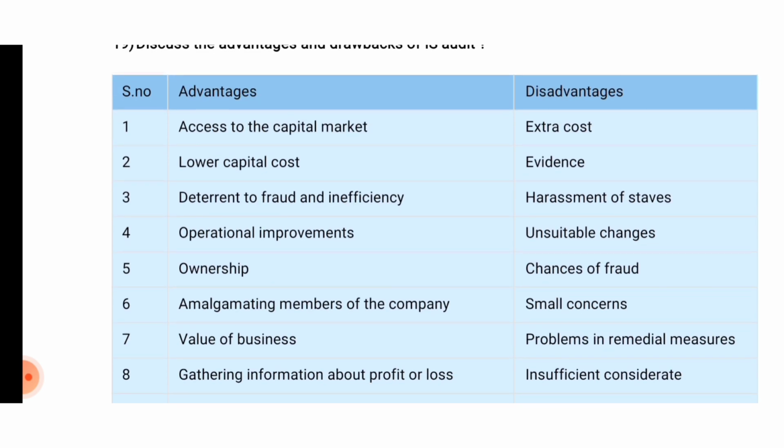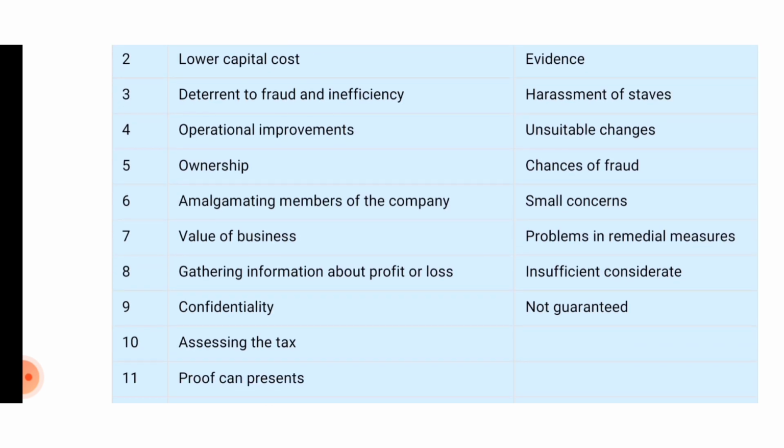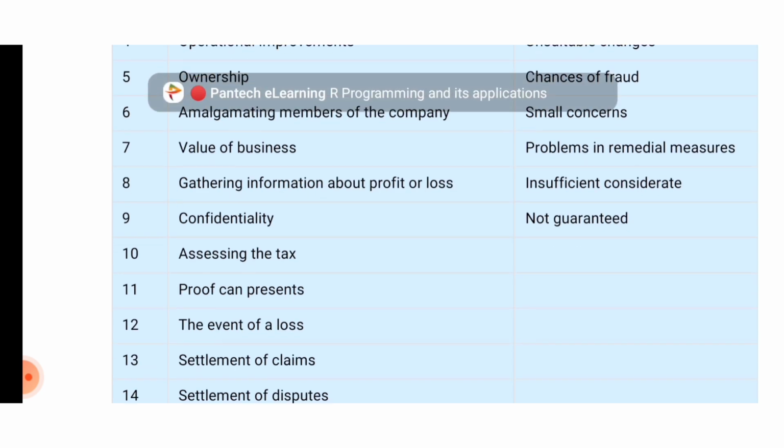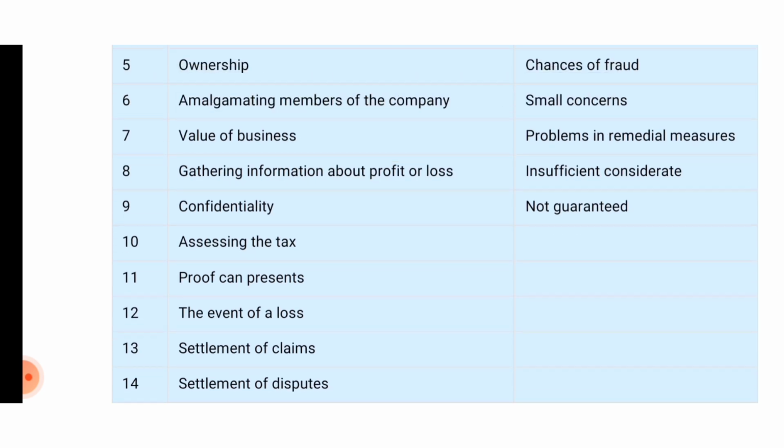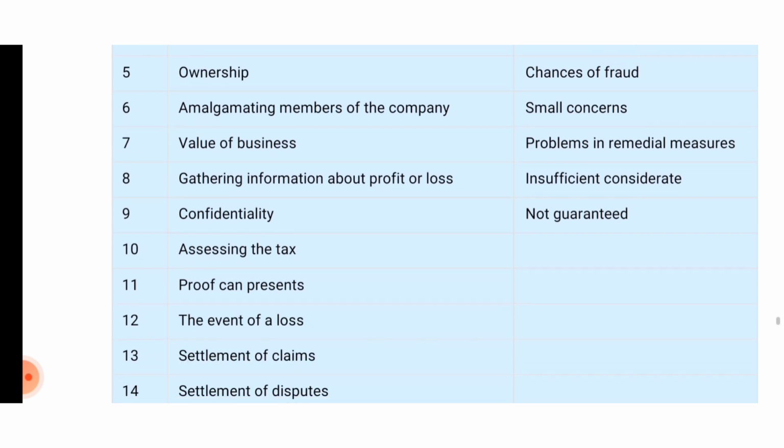These are all the advantages: access to the capital market, lower capital cost, deterrent to fraud and inefficiency, operational improvements, ownership, amalgamated members of the company, value of business, gathering information about profit or loss, confidentiality, accessing the tax, proof can be presented in the event of loss, etc.